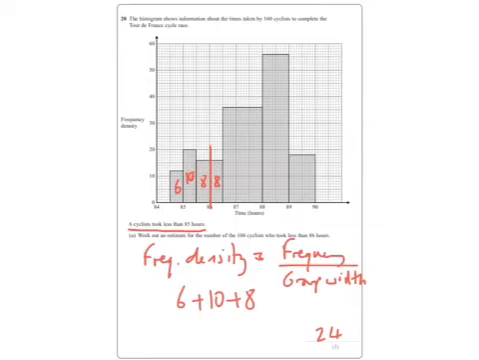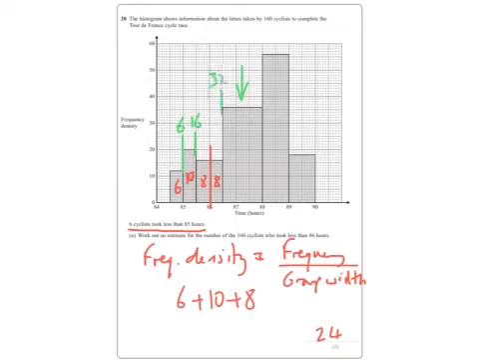Now, before I go on to the next bit, what we need, it says, for these 160 cyclists, work out the estimate for the time taken by the cyclists who finished 50th. Now then, 50th is going to be somewhere in this group, but we don't know where exactly. So if we count up how many people we've got up to that point: up to this point there are 6 people. Up to this point there are 16 people. Up to this point there are 32 people.